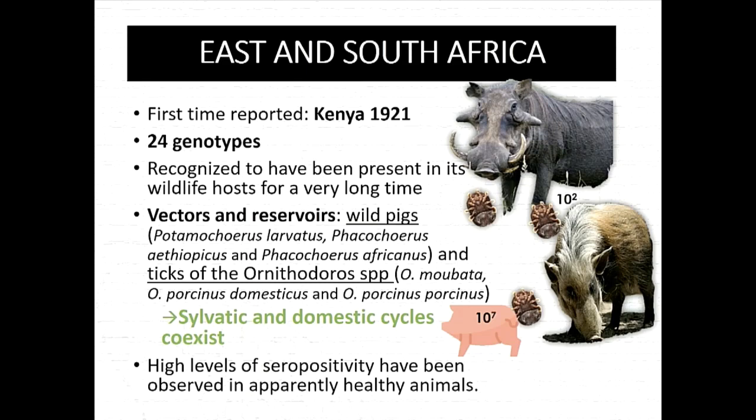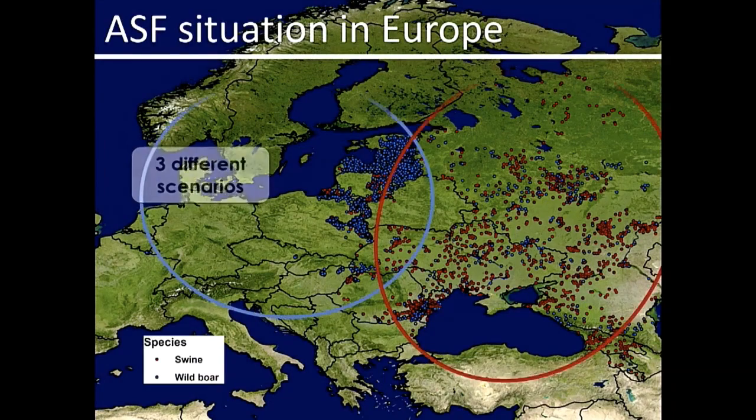So these ticks have two actions. One, they amplify the virus from 10 to 2 up to 10 to 7 or 10 to 8. So a big amount of virus, and they infect domestic or other wild animals. And this is the cycle that we have in Africa. It's very difficult to stop that cycle. Only if we have a good vaccine to vaccinate these animals can we do it, because it would eliminate the soft ticks. It's very difficult. Let's move to Europe.